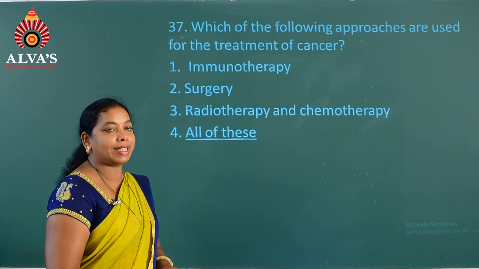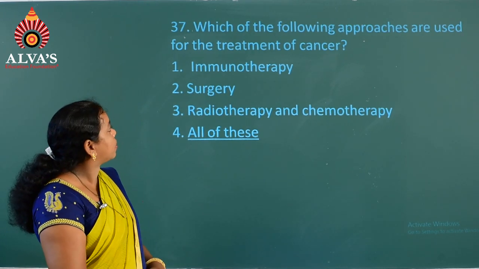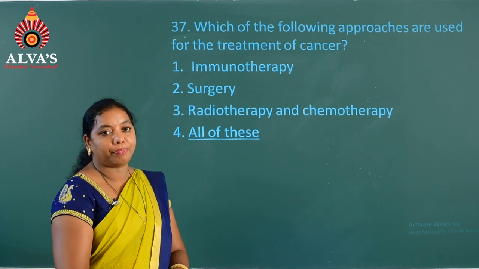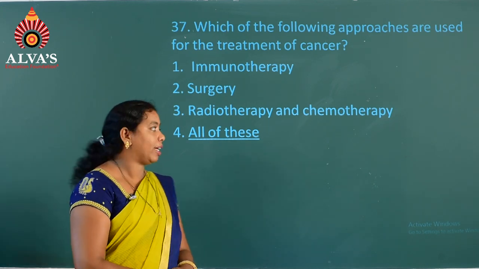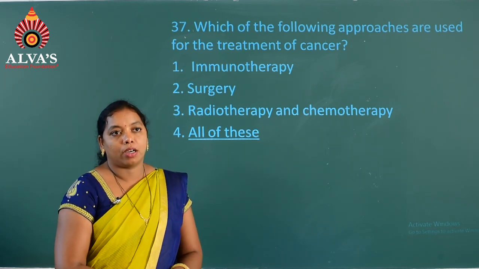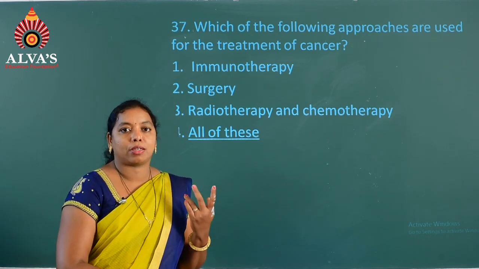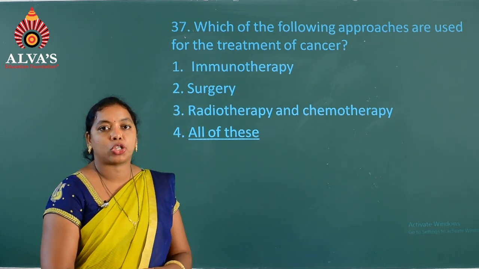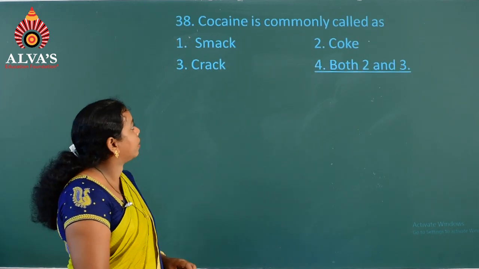We will discuss the next question, that is 37. Which of the following approaches are used for the treatment of cancer? Option 1, immunotherapy, second option surgery, third option radiotherapy and chemotherapy, and fourth all of these. Generally, to treat cancer, the treatments are surgery, radiotherapy, immunotherapy or chemotherapy. These are the different treatment measures which are used, hence the answer is all of these. The next question, that is question number 38.